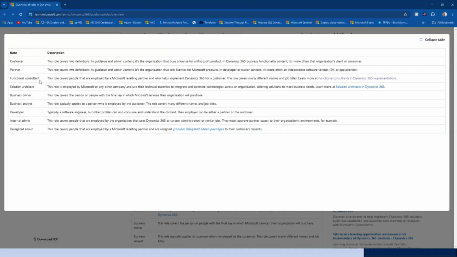And I'm going to come back to this one because the functional consultant part is really interesting. It is actually the largest part of the application itself. Now we have solution architects. A solution architect is employed by Microsoft or any other company, and they use their underlying technical expertise to integrate and optimize technology across the organization, tailoring solutions to meet business needs, right? So this solution architect part is actually the technical part, right? The technical part involves integration, development.